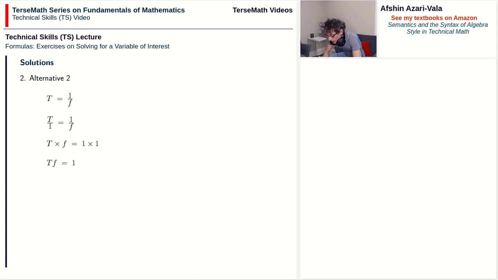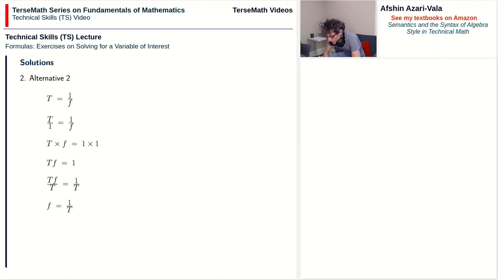And now you have one term on the left side, and so you solve for the factor that contains the unknown. T is being multiplied by f, and so we divide both sides by t. On the left side the t's cancel out, and we get f. And we get f is equal to 1 over t.